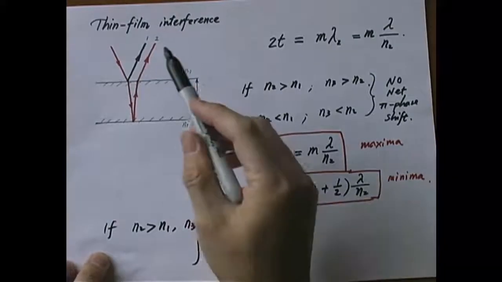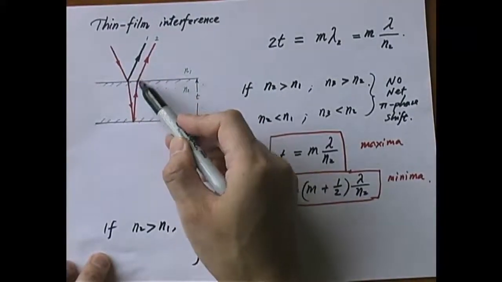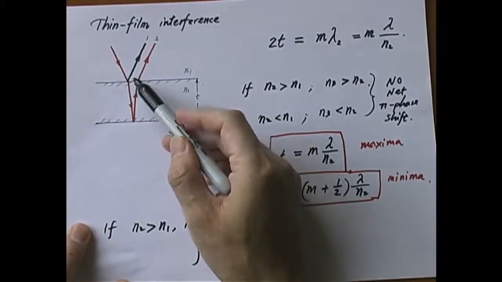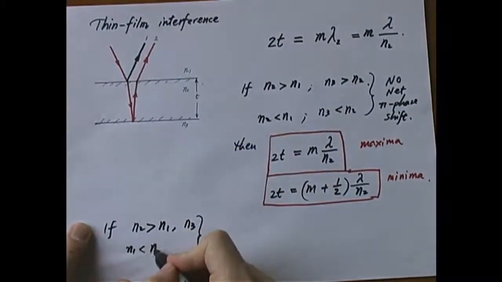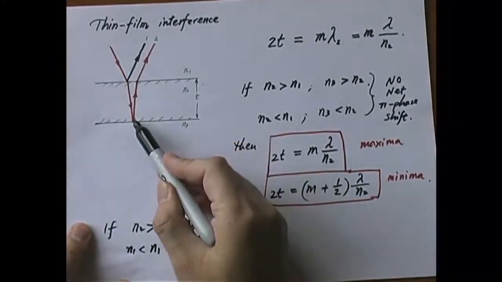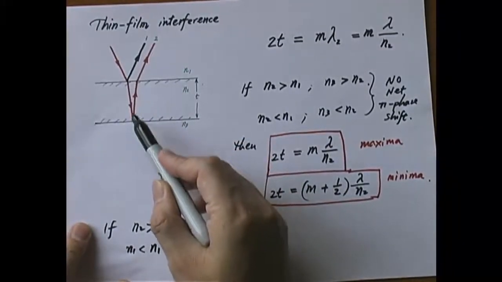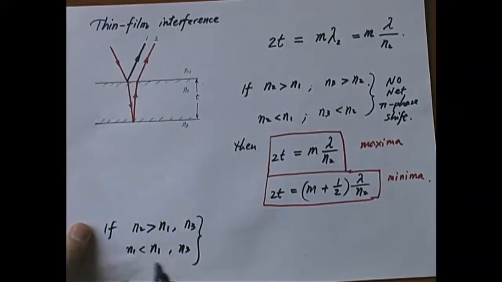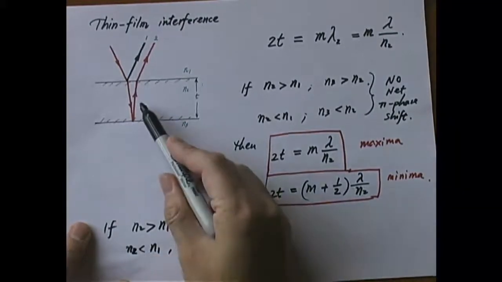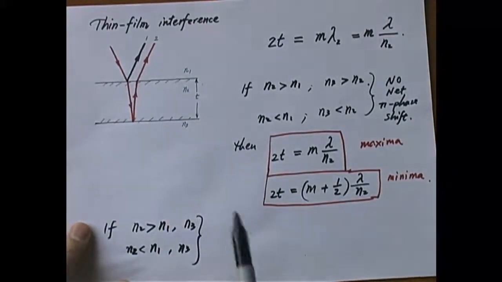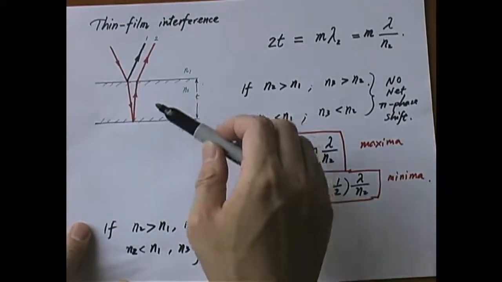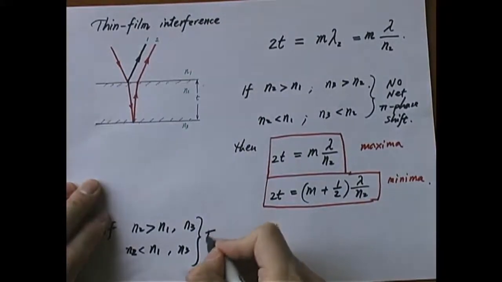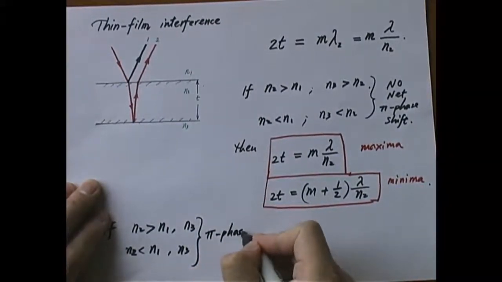Or if there is no pi shift here but there is one there. This occurs if n2 is less than n1, and you want a pi phase shift there, in which case n2 is also less than n3. So in this case, n2 is either the smallest one or the largest one. In other words, it is not the medium one. Then you are going to end up with one pi phase shift.